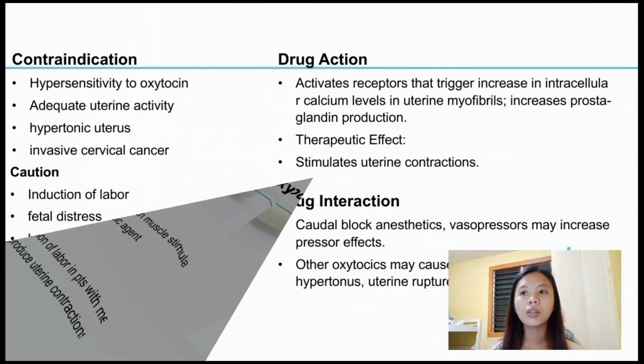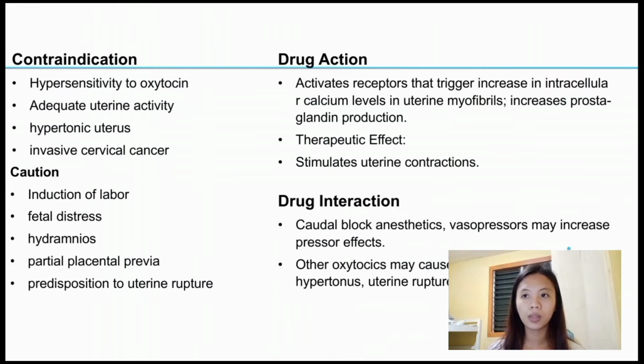The contraindications of this drug are hypersensitivity to oxytocin, inadequate uterine activity, hypertonic uterus, and invasive cervical cancer. The cautions are induction of labor, fetal distress, hydramnios, partial placenta previa, and predisposition to uterine rupture. The action of this drug is to activate receptors that trigger an increase in intracellular calcium levels in uterine myofibrils and increase prostaglandin production. Its therapeutic effect is stimulating uterine contractions.